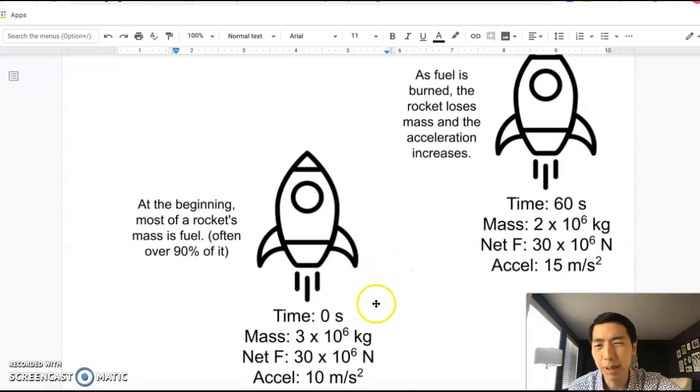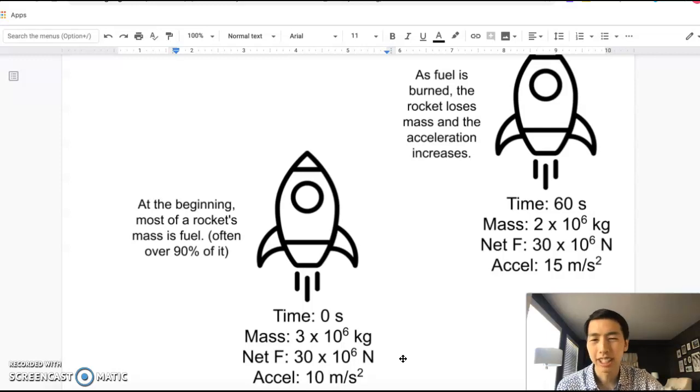I made up some example numbers here. I know when we type the answer it's only going to be qualitative, but I made this to give you an idea of what's going on. At the beginning, time of 0 seconds, let's say the mass of the rocket is 3 million kilograms. 10 to the exponent 6 is a million. Most of that is fuel. It burns the fuel and creates a force of thrust, and let's just say the net force created by that thrust is 30 million newtons.